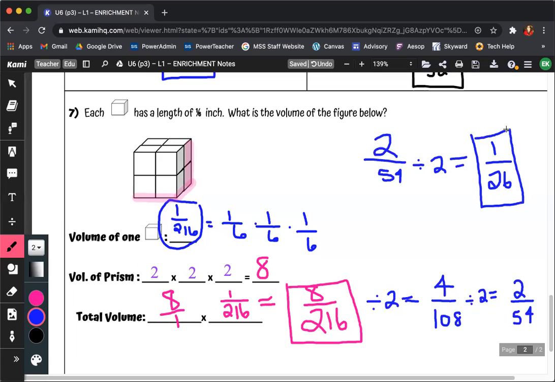Which, again, it's fine to leave as 8 over 216, or you can have it simplified. Oh, not 26, 1 over 28. Yeah, nope, 27. Sorry. 54 divided by 2 is 27. That would work too. And that is it.